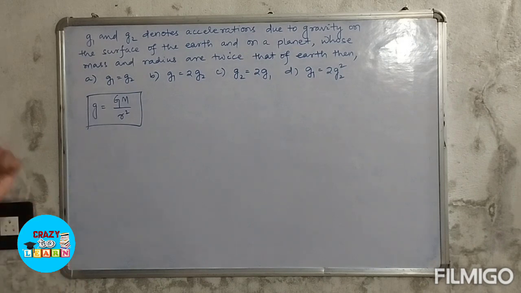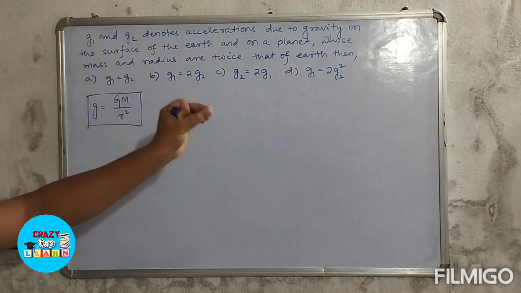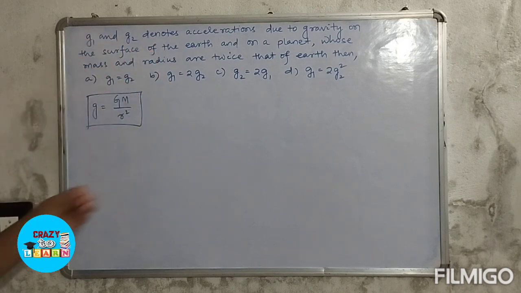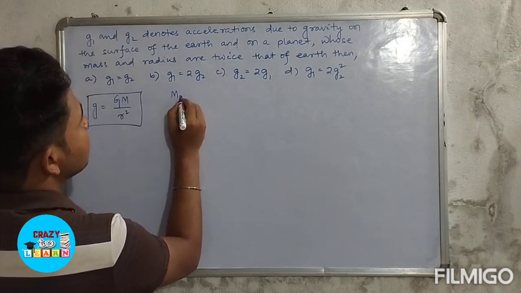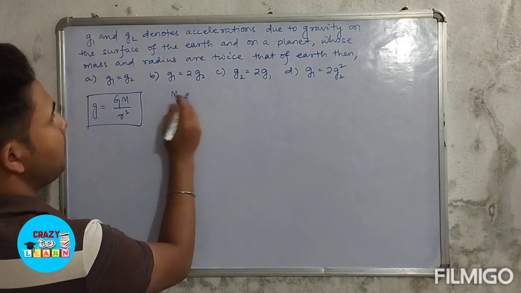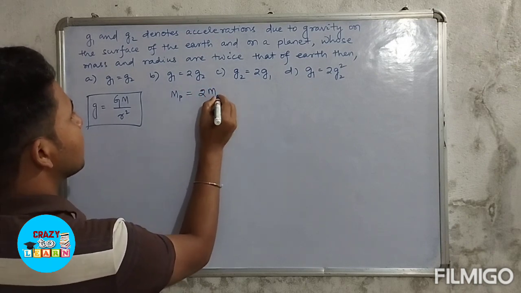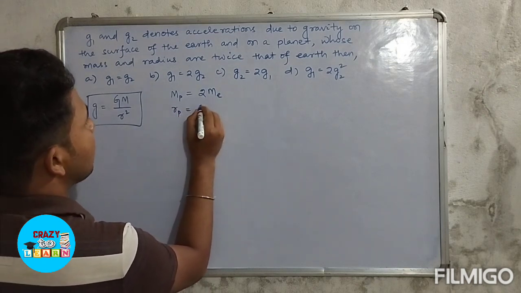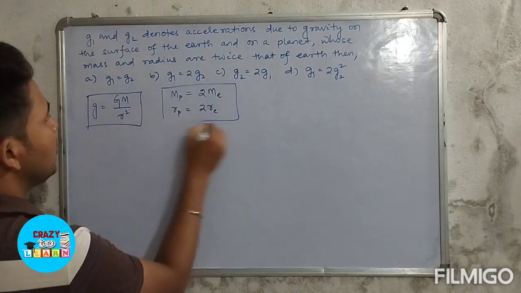And what are the other things given in our question? The mass and radius are twice that of the Earth. Another planet is given to you whose mass and radius are twice those of the Earth. So you can write the mass of the other planet, MP, is equal to twice the mass of the Earth, and the radius of the other planet is twice the radius of the Earth. These two things are given to you.